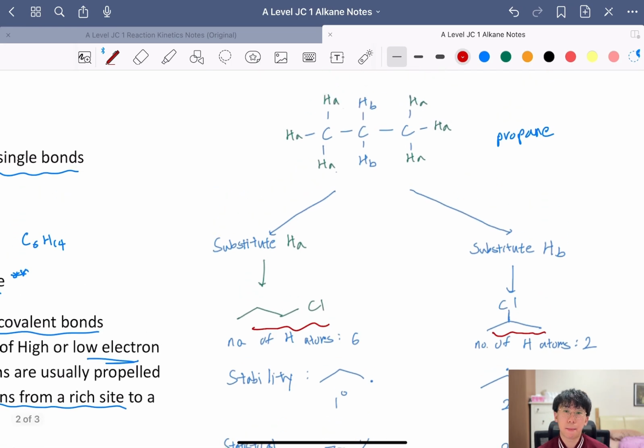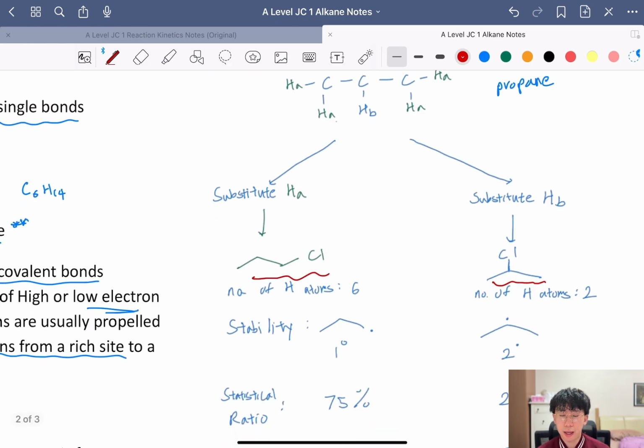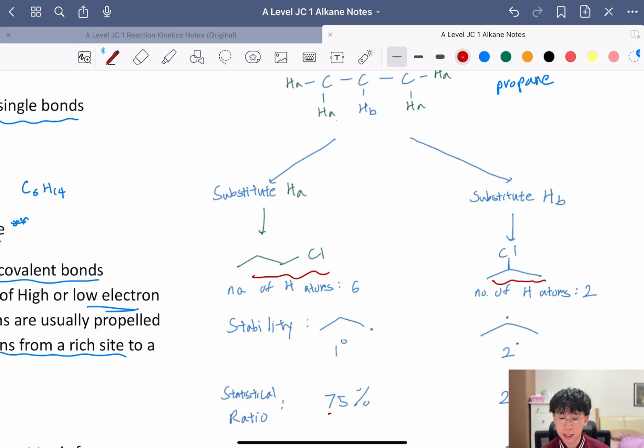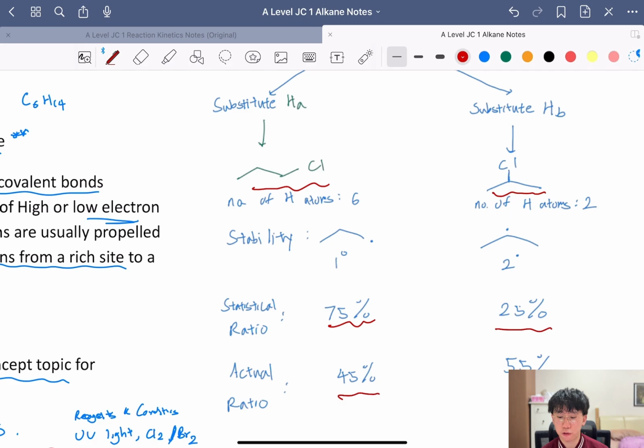Now, if you just look at the number of H atoms, you can predict the ratio of the mono-substituted products first. You will see that the ratio is 6:2, or simplified, 3:1. Because there are 6 HA atoms that can be substituted to give 1-chloropropane, and 2 HB atoms that can be substituted to give 2-chloropropane. Because of that, you would think that the statistical ratio would be 75%:25%, but that's not actually the case, because the actual ratio is 45%:55%, and the 2-chloropropane is actually the slightly favored product.